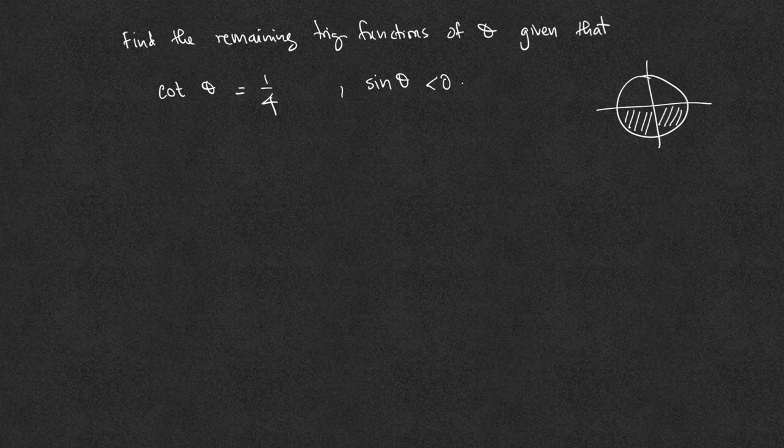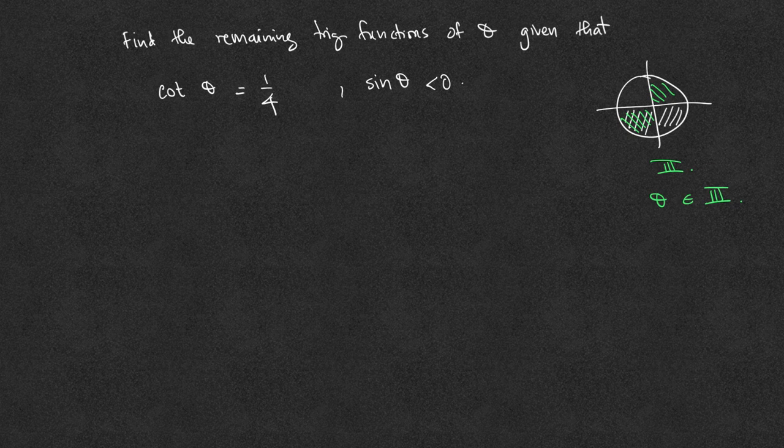But tangent of theta is positive in the first and the third quadrant only. The intersection is the third quadrant, telling us that theta is an angle in the third quadrant. Armed with this, we will draw the triangle in the third quadrant.